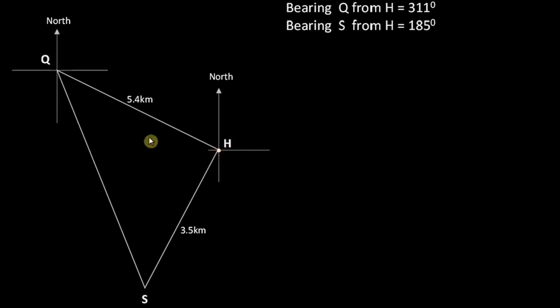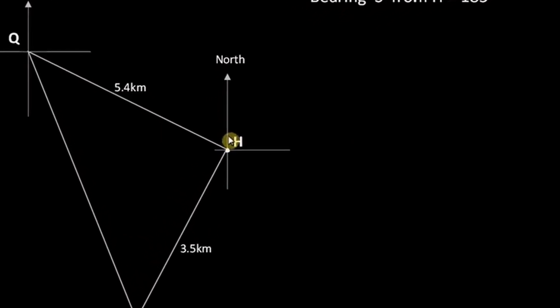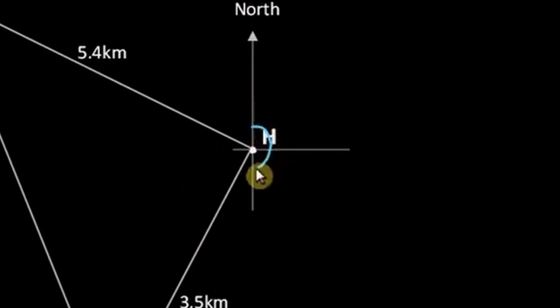So we have 3 points H, Q, and S. And in the first instance, let us identify the bearing Q from H, which is 311 degrees. So let's write that here. It's measured from north in a clockwise direction all the way to S. That's our bearing identified there in blue.